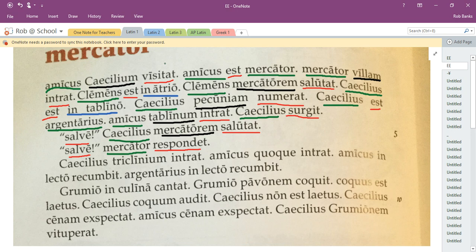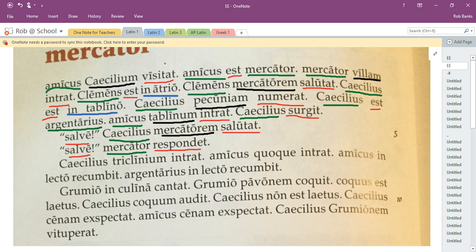Caecilius non est laetus. Caecilius is not happy, right? So it's like an early episode of that singing show that used to come on. The name just escaped me. Where they have all the really bad singers at first, and then they weed out the bad ones. Then it gets boring when they do that. But Caecilius is not happy. Grumio would not be a contest winner.